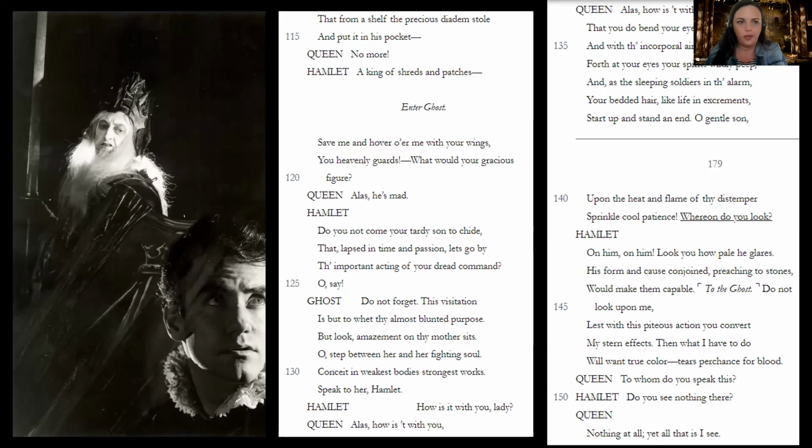And now we have the ghost entering. And as we read in the synopsis, the ghost can be seen by Hamlet, but not by Gertrude the queen. So it's going to appear that he is crazy to her.